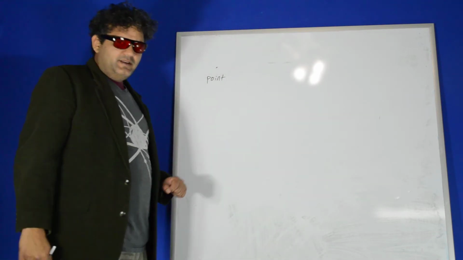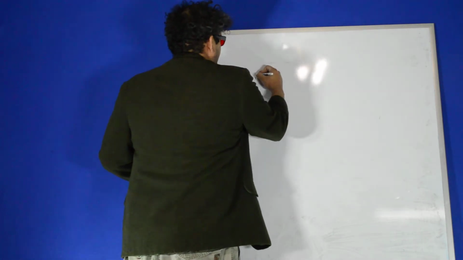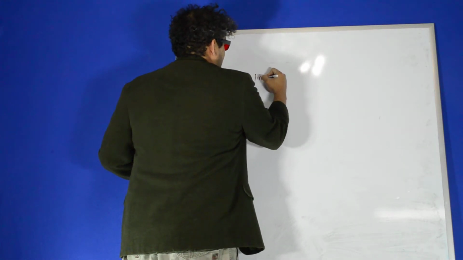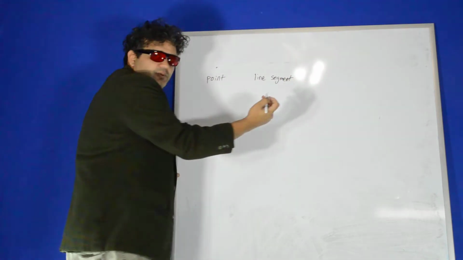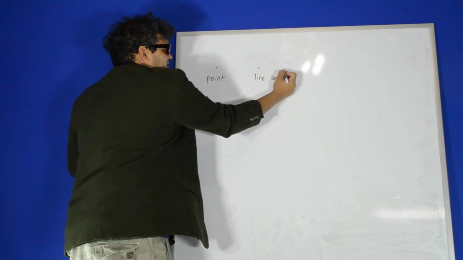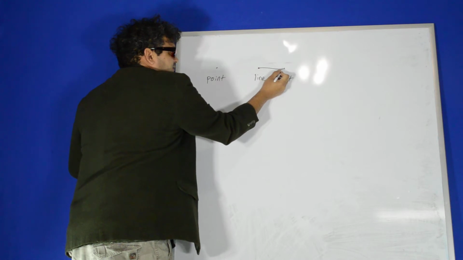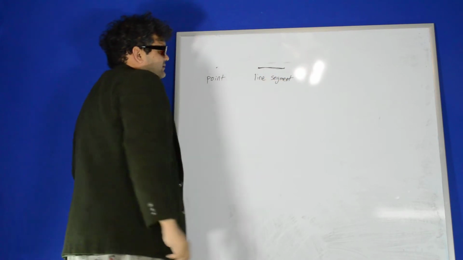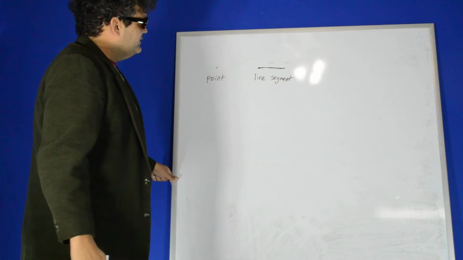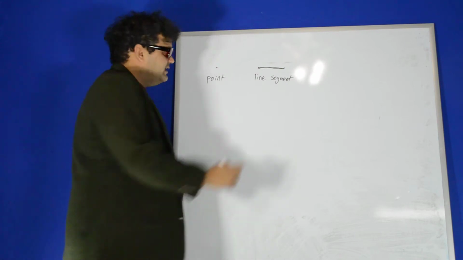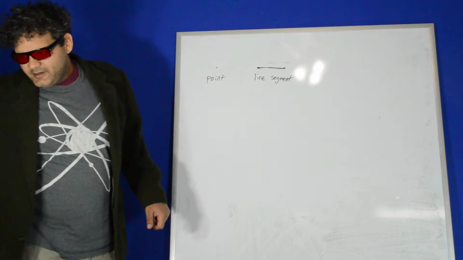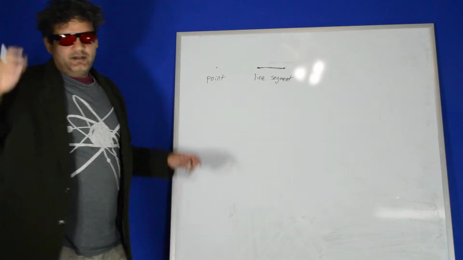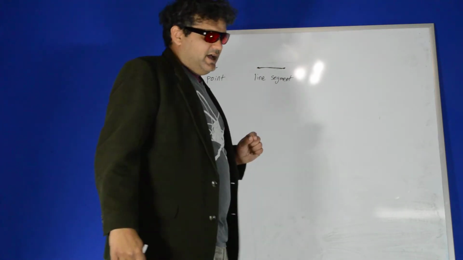Now the second word is line segment. We take 2 points and we draw a little partial line between them. That's a line segment there, and it has no arrows and it has a point on both sides, folks. Now, next I want to tell you about a word called line.